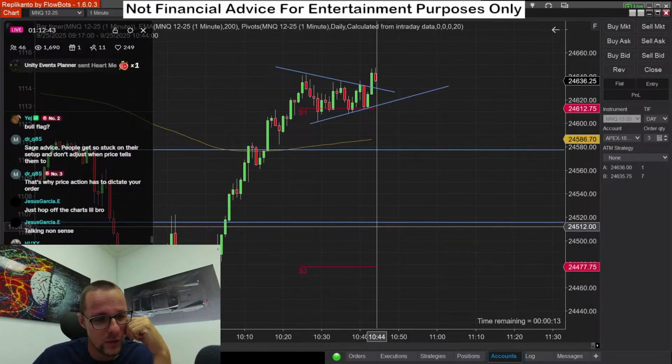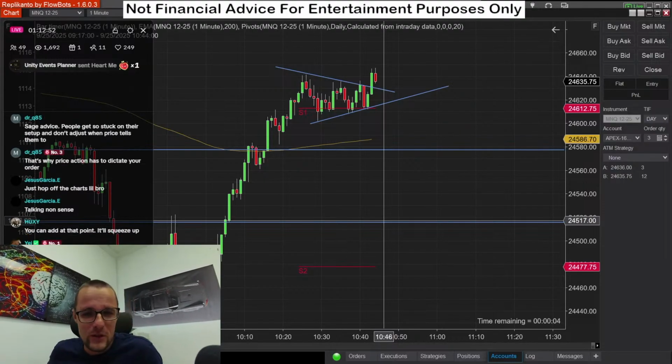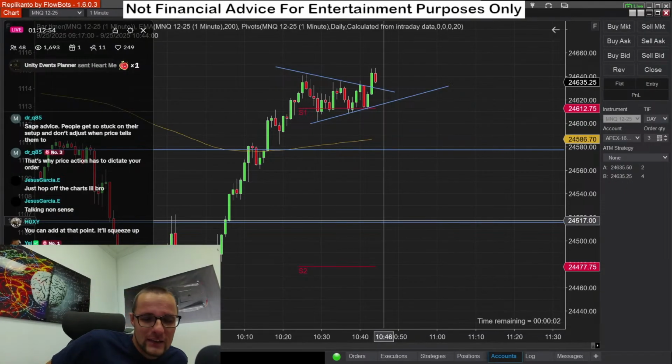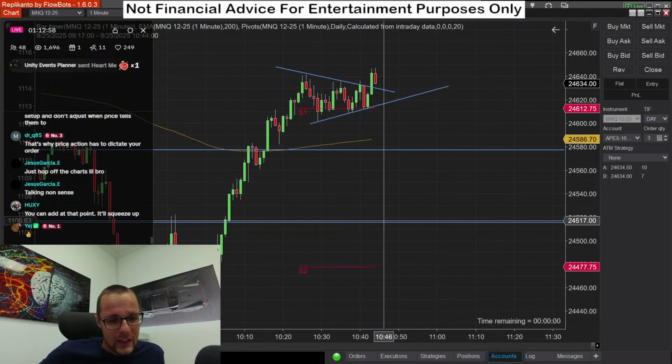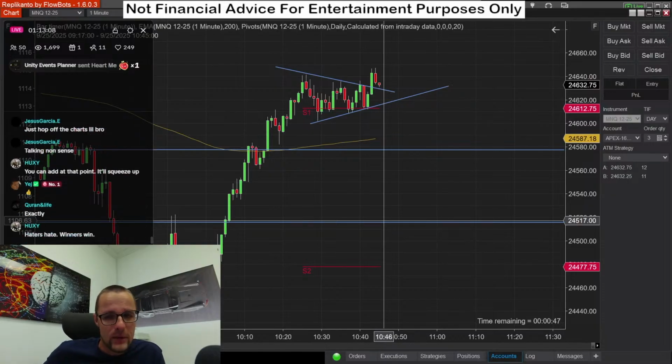Talking nonsense. Okay. Maybe it may be nonsense for someone who doesn't know how to trade. But to someone who knows how to trade, bull flags are a common thing in the market. Every trader knows about bull flags. I don't trade bull flags, but I know about them. I can see them happening when they do happen.